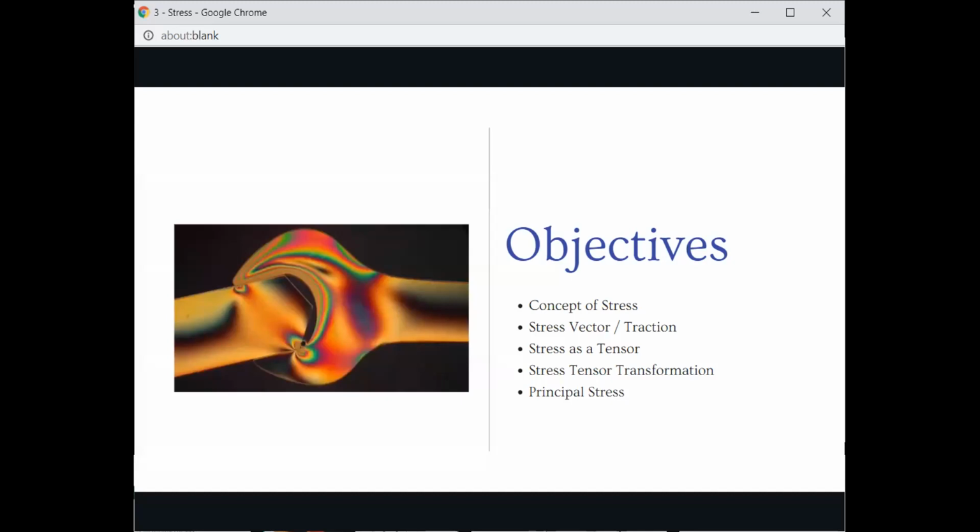And of course, one of the most important concepts that you need to know about stress is the principal stress, because that's how we evaluate structures. It is a metric of how we evaluate the damage in a certain material.